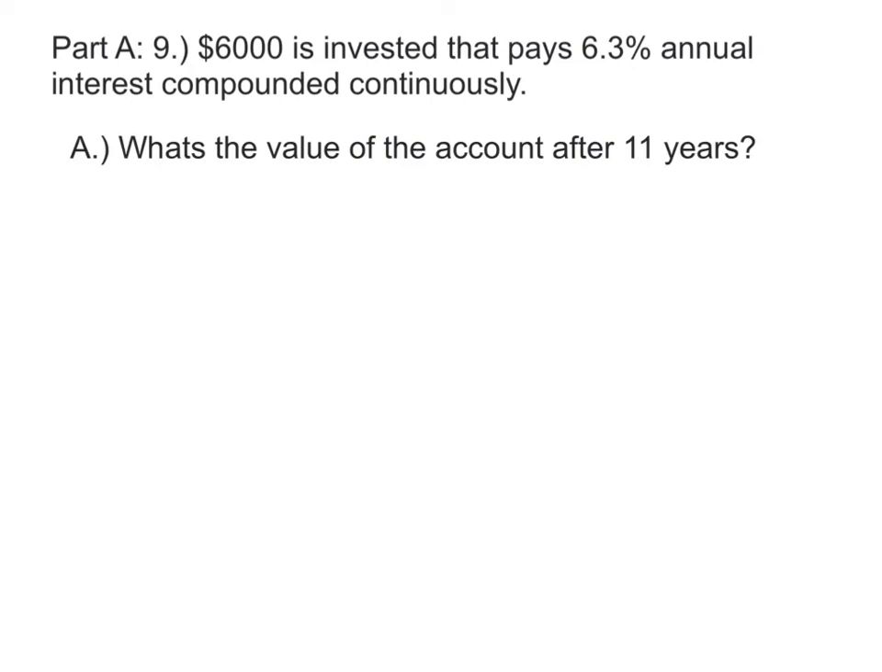In problem 9, part A, what I want to do is find the value of an account where the interest is compounded continuously. Now this is one of the formulas I expect you to memorize. The continuously compounded interest formula, or the PERT formula, is A equals principal times e to the rate times time. And all we have to do is really plug the numbers in where they go. $6,000, since that's a starting amount, that's going to be our principal.